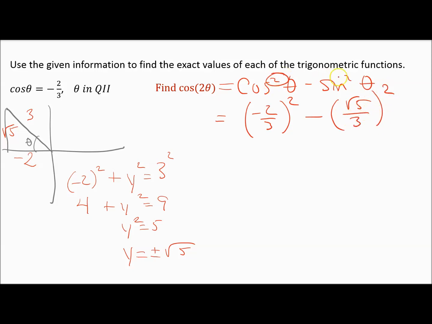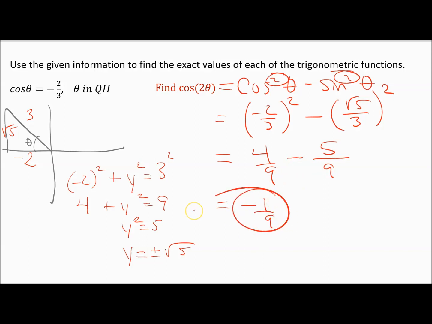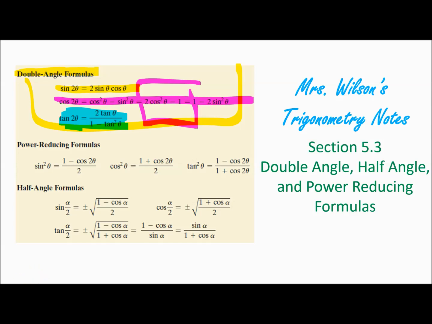Why are we squaring it? Because of the squares, okay? So that gives me 4/9 minus 5/9, since the square root of 5 squared is 5, and 4/9 minus 5/9 is -1/9. So we're done with this problem. But just in case you're not convinced that that's correct, let's talk about another. So we're going to try the 2 cosine squared minus 1.